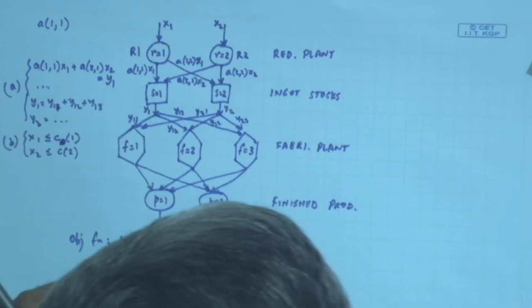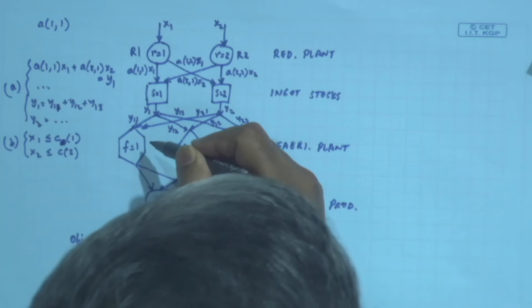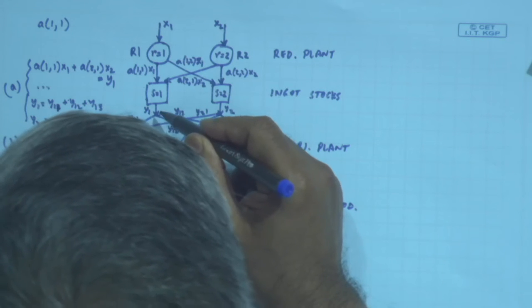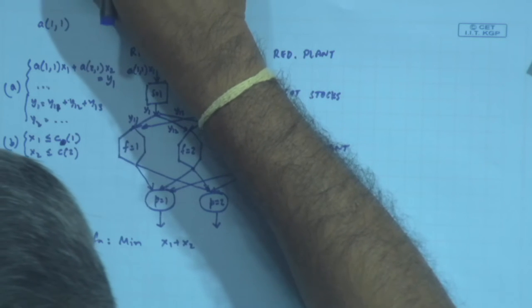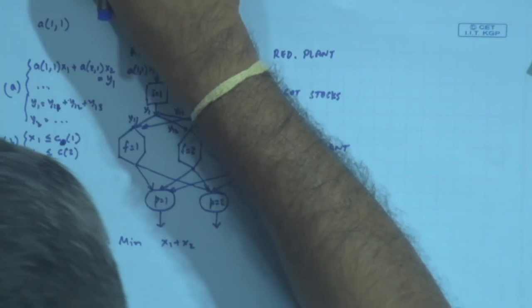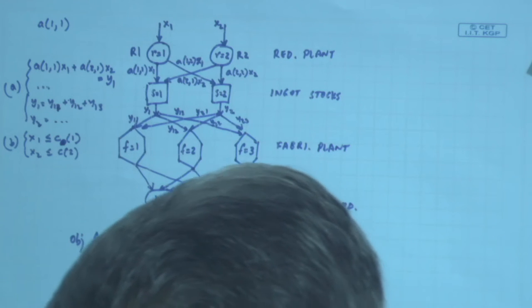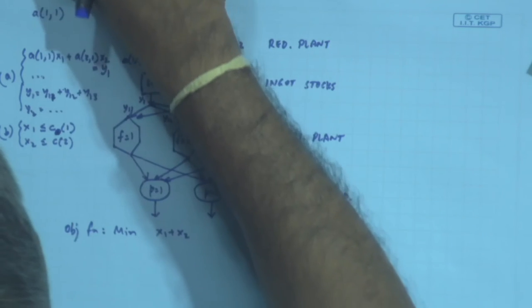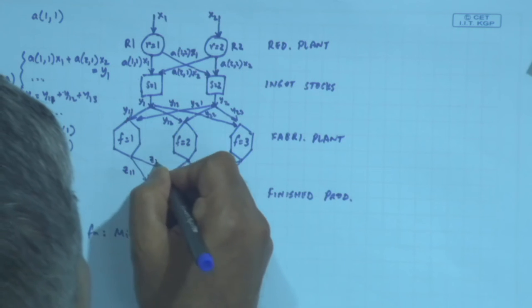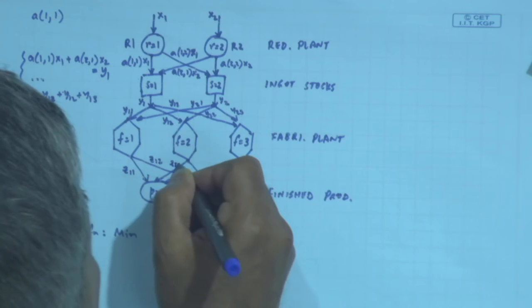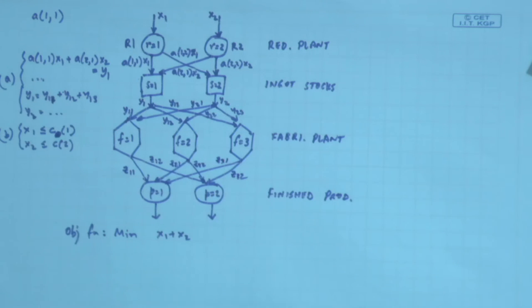The total tonnage of ingot stock manufactured into products at each fabricating plant must be equal to the tonnage of ingot stock shipped to it by its reduction plant. Okay, so what do we have here now? So we need to see manufactured into product. So we need to also specify here something. So let's call this Z, maybe Z11 and Z12, Z21 and Z22, Z31 and Z32. Okay.